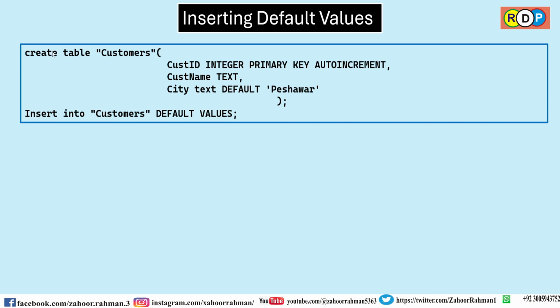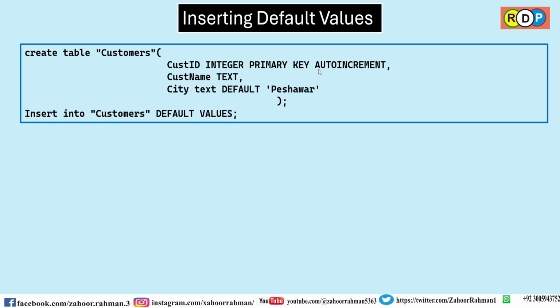So I am creating a table and then I will insert the default values inside it. So let us discuss this. Create table customers. I am creating a new table with the name customers, and there will be a field customer ID whose data type is integer. It will be a primary key, and the auto increment property will also be associated with it.